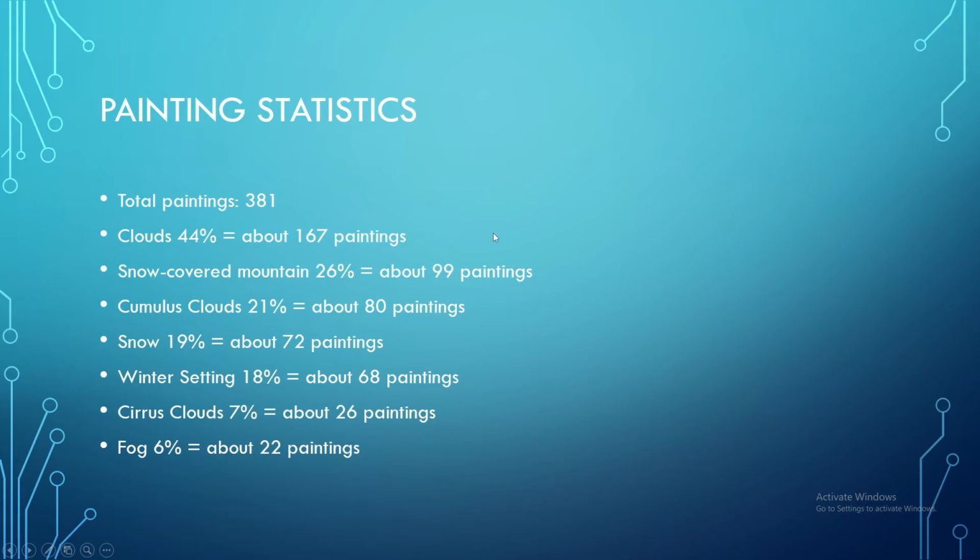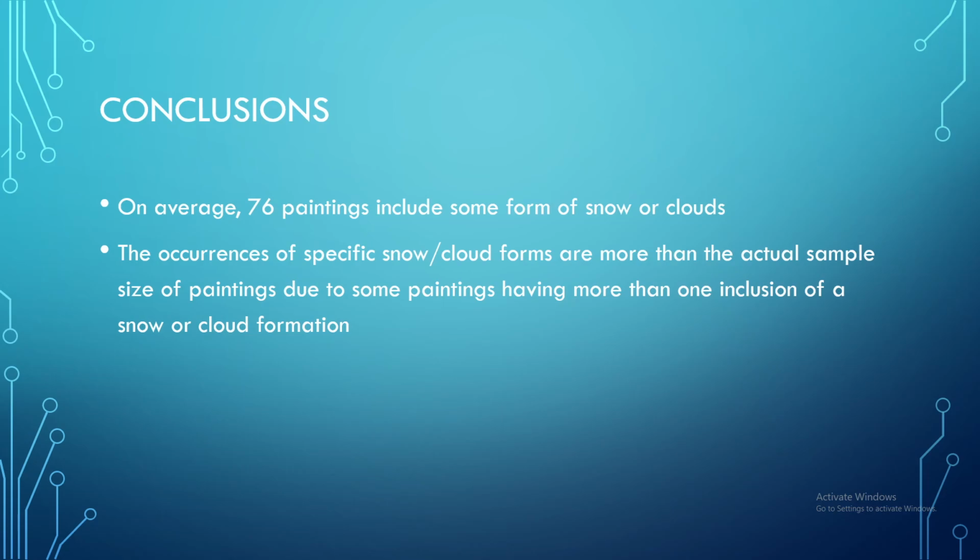So, just keep in mind that the total of all these different paintings from percentages will be more than the total of the paintings that Bob Ross actually created, because, again, some paintings contained more than one of these listed elements. So the actual size of the paintings is smaller due to some paintings having more than one inclusion of a snow or cloud formation. And that is the end of my presentation. Thank you.